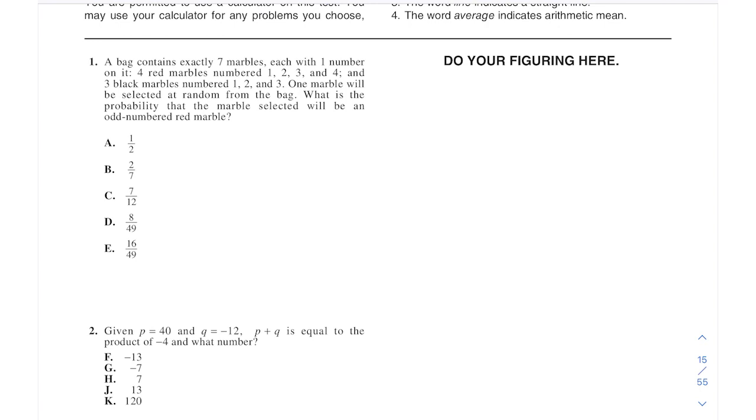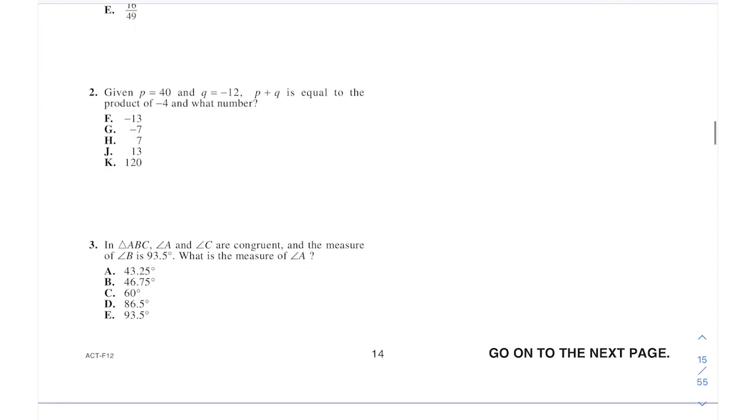All right, so for question 1. Okay, so they want the probability that it's odd red, so the desired result, there are 2 of those out of the 7 total, B. For 2, here we're just plugging in, so 40 and negative 12 is 28, and that's the product of negative 4 times negative 7.